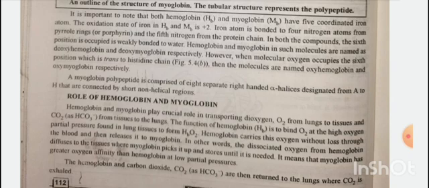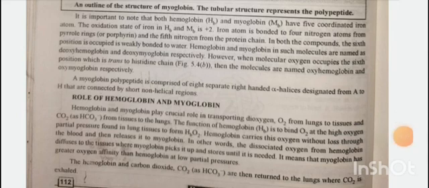However, when molecular oxygen occupies the sixth position, which is trans to the histidine chain, then the molecules are named oxyhemoglobin and oxymyoglobin respectively. A myoglobin polypeptide is comprised of eight separate right-handed alpha helices designated from A to H that are connected by short non-helical regions.